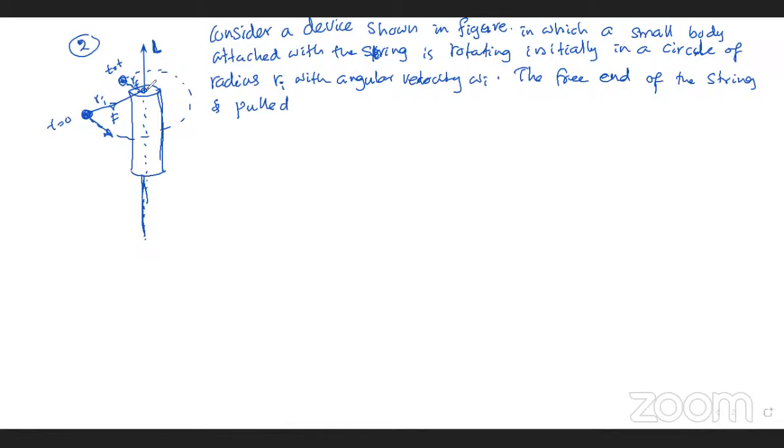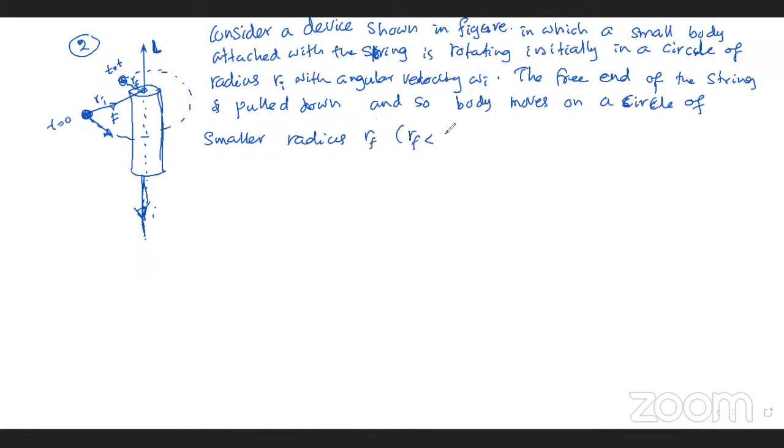If the string is pulled down through a hole here, the speed increases. Let's say the string is pulled down, right? The string is pulled down and so the body moves on a circle of smaller radius. Alright. Right, as Rf is less than Ri.